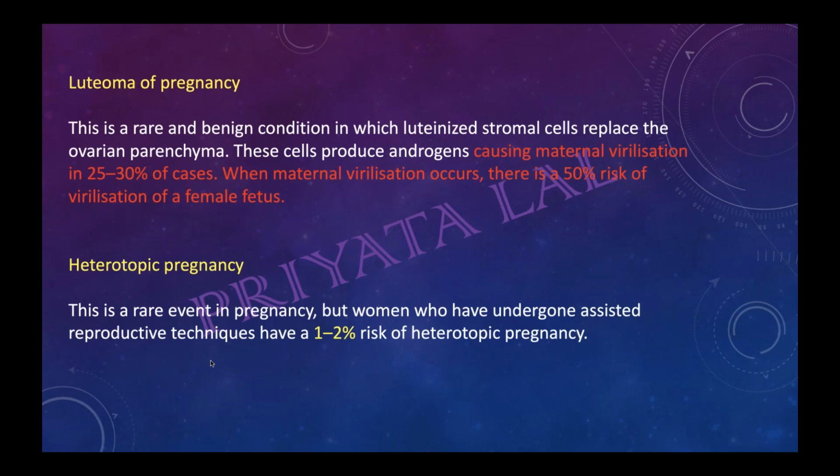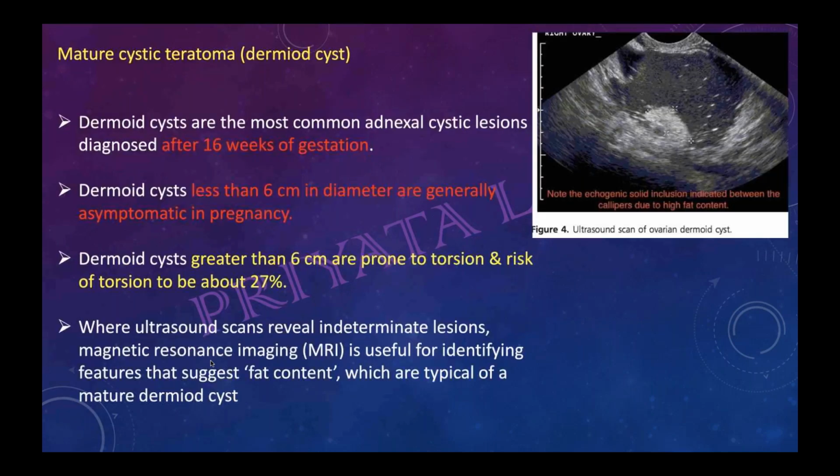Apart from this, heterotopic pregnancy occurs in 1 to 2%. Usually we know it is happening because of ART only. So this part you have to remember, 1 to 2% is the risk of heterotopic pregnancy.